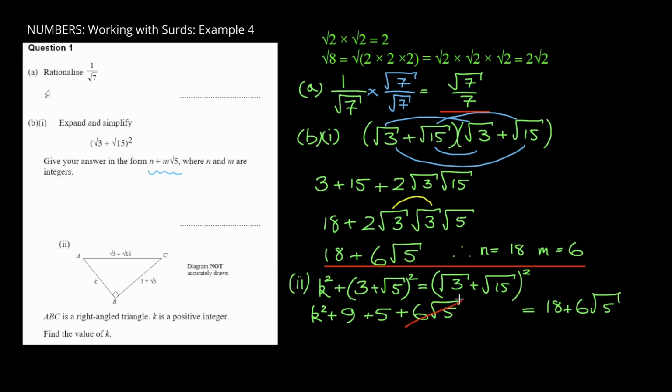The 6 root 5's cancel each other out, and we're left with k squared, 9 plus 5 is 14, is equal to 18. Therefore, k squared is equal to 18 minus 14, which is 4, and therefore k is equal to 2. I can ignore the negative square root of 4 because k is clearly a positive result. And that is your answer.